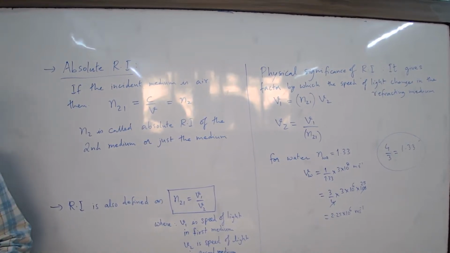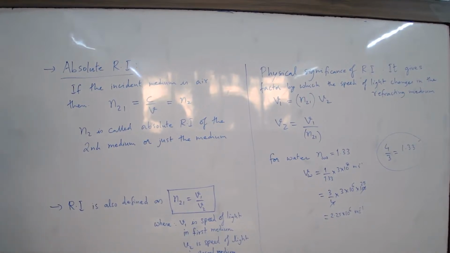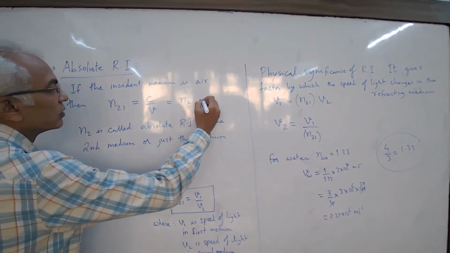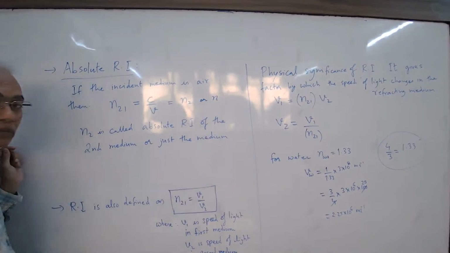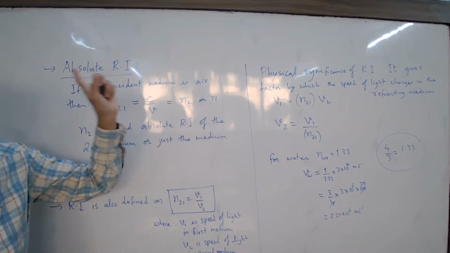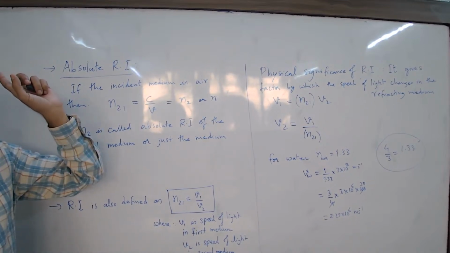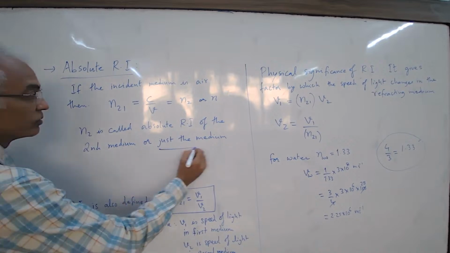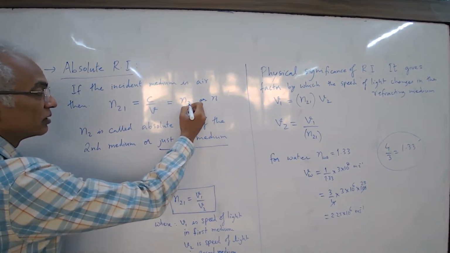Is that clear? So now, it is just written as N. Even 2 is dropped. So you have to understand that it is the second medium only. Is that clear? Just the medium. When it is just the medium, then even 2 is not written.